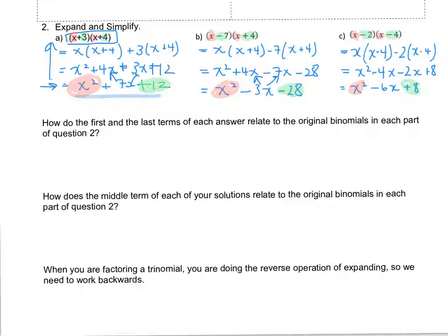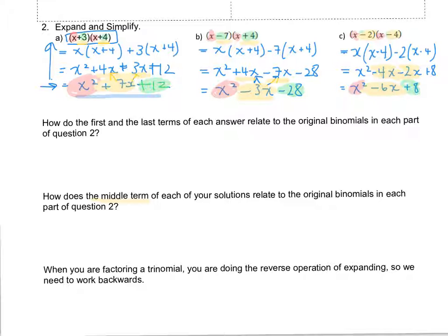Now, the question is about how does this middle term of each of your solutions relate to the original binomials? Well, here I have positive 7, and here I have a 3 and a 4. Here I have a minus 3x, or a minus 3, and here I have minus 7 and a plus 4. Minus 7 plus 4, positive 3, positive 4. A minus 6 here broke into a minus 4 and a minus 2, and here's minus 2 and minus 4.